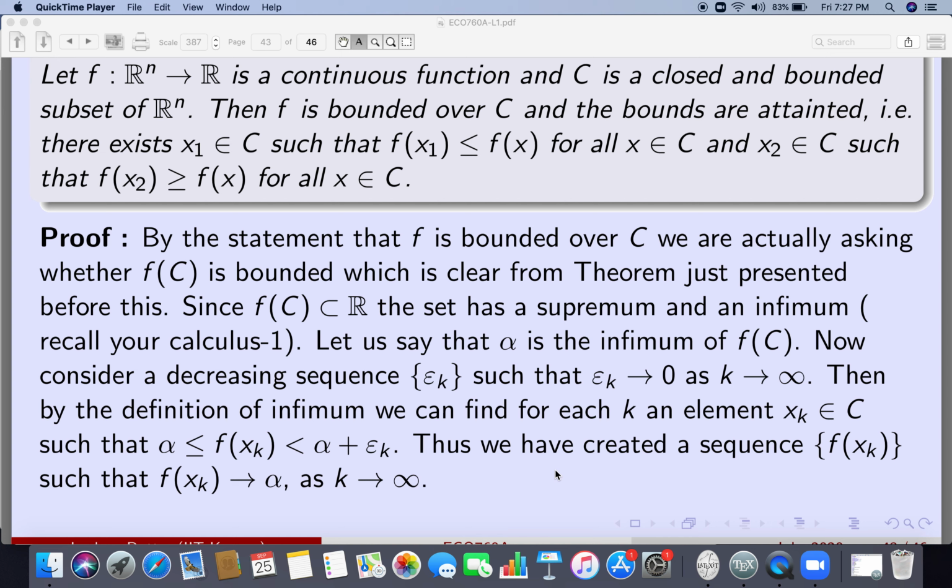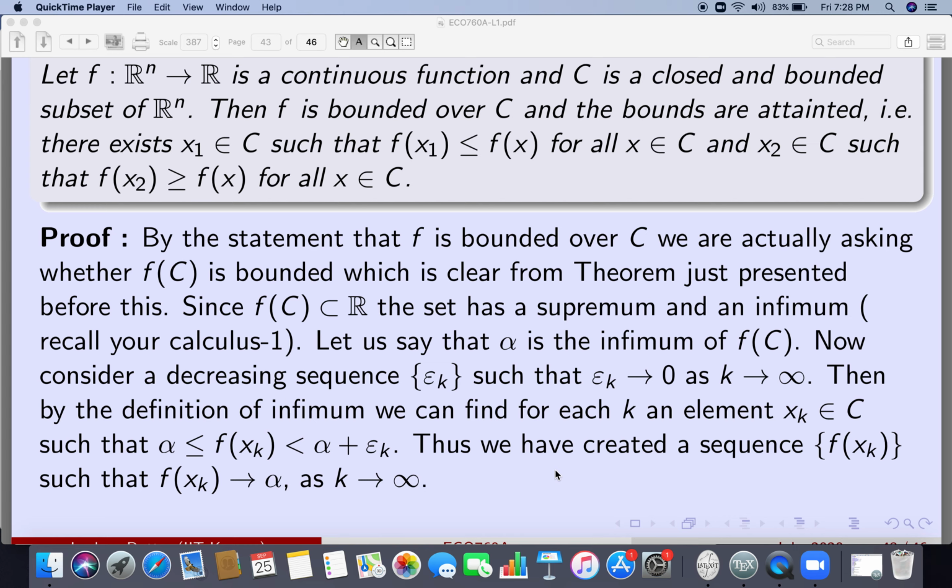Now you have to prove that there is a point which attains that particular bound, and which gives me the supremum value, the functional value at that point in C. So x1 is in C, at which the function value is the minimum, and x2 is another point where the function value is the maximum. There is one point where the minimum value, the small m, is achieved, f of x1 is small m, and there's x2 where f of x2 is capital M. We will not talk about the maximum, I'll just speak about the minimum.